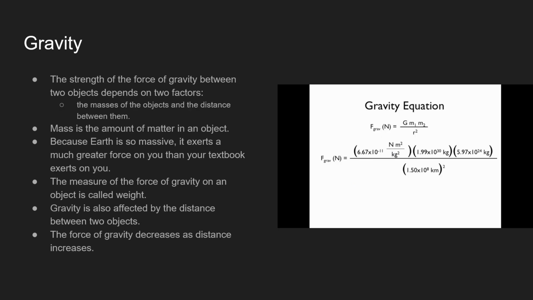Newton's law of universal gravitation states that every object in the universe attracts every other object. The strength of the force of gravity between two objects depends on two factors: the masses of the objects and the distance between them. Mass is the amount of matter in an object. Because Earth is so massive, it exerts a much greater force on you than your textbook exerts on you. The measure of the force of gravity on an object is called weight. Gravity is also affected by the distance between two objects. The force of gravity decreases as distance increases.